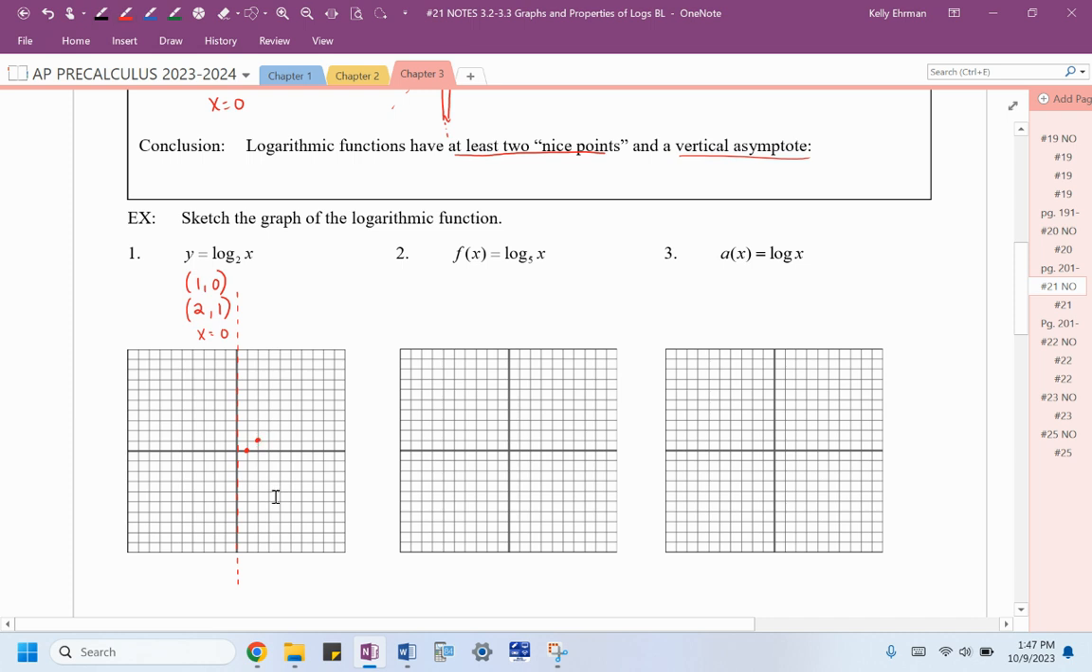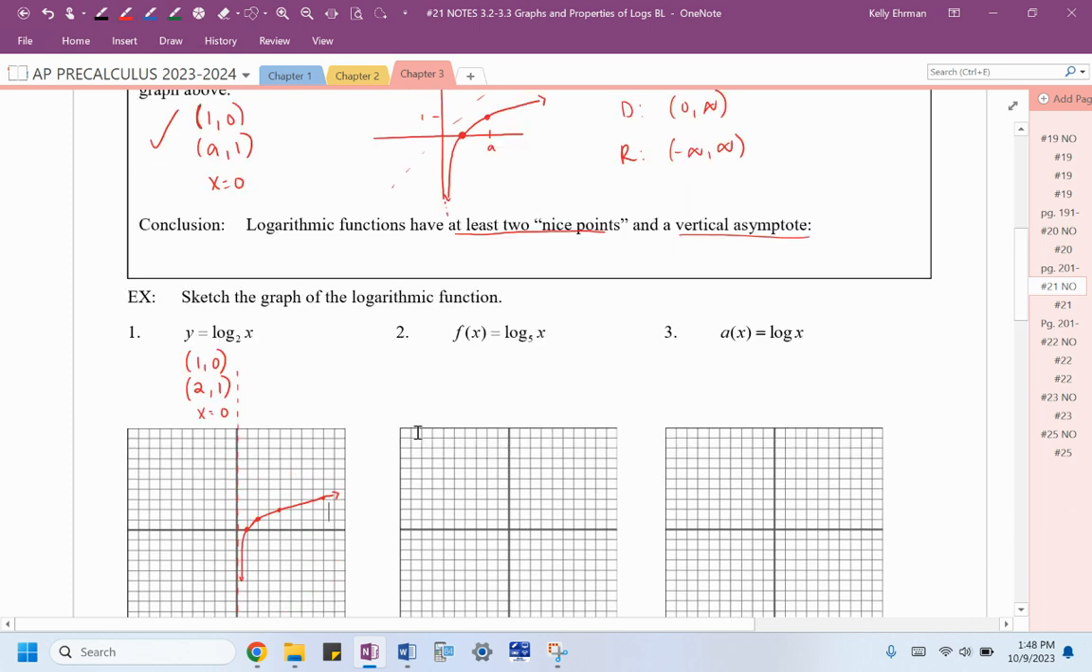And those 2 points are not a ton to go off of, so if you want more to go off of, remember you could be picking powers of 2, like log base 2 of 4 is 2. Log base 2 of 8 is 3, but you only have to have the two nice points. And that should be enough to remind you, if you've got this shape memorized, what the graph looks like.